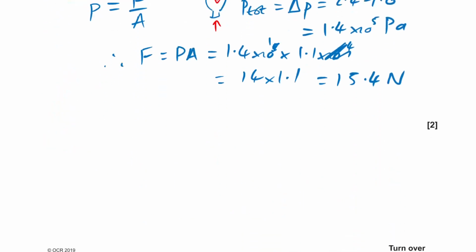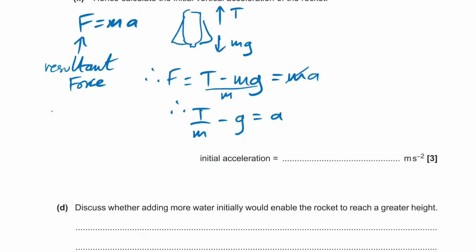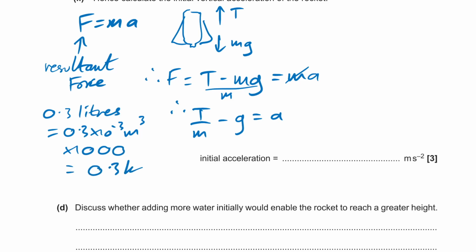How much water was in there? Well, it was 0.3 liters, and we know that that is 0.3 times 10 to the minus 3 meters cubed. If we then times that by 1,000, that gives us 0.3 kilograms. That's just the way it works. You probably know that a litre of water has a mass of 1 kilogram.